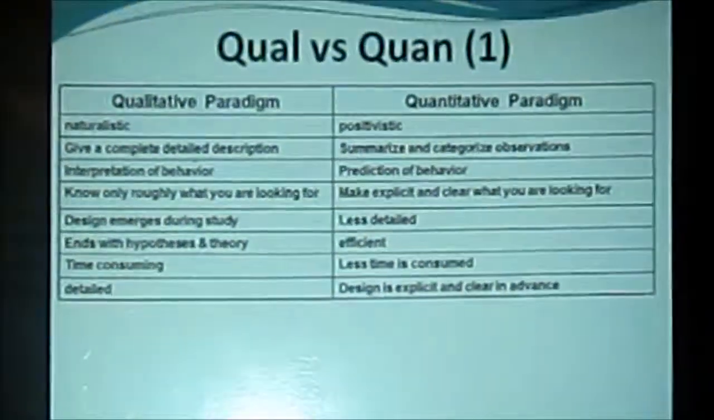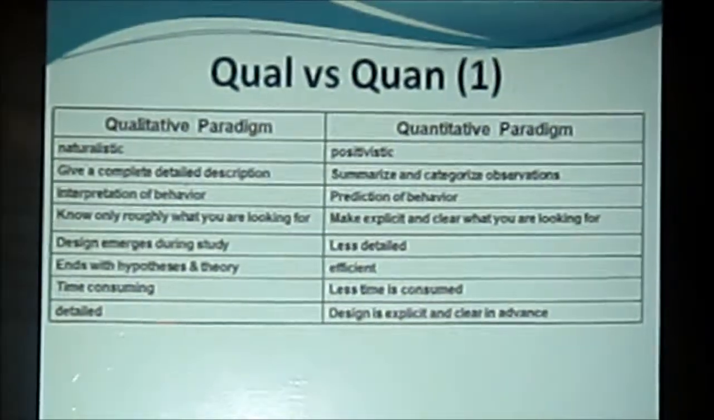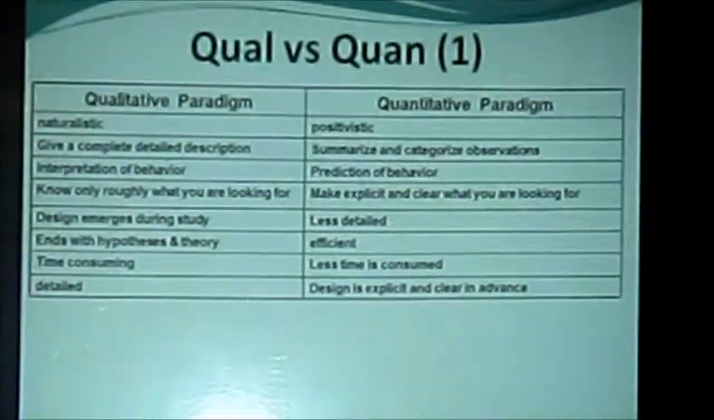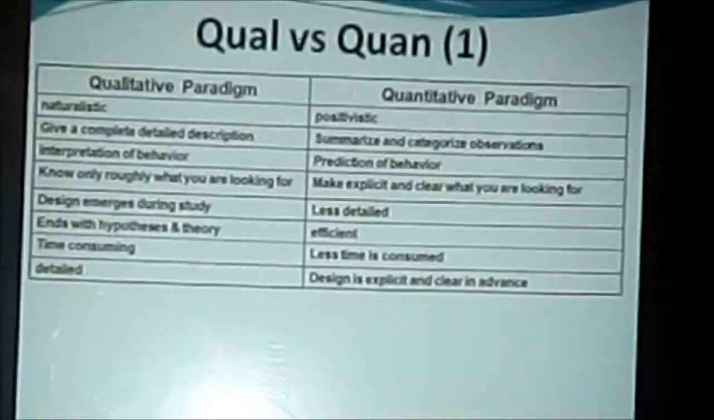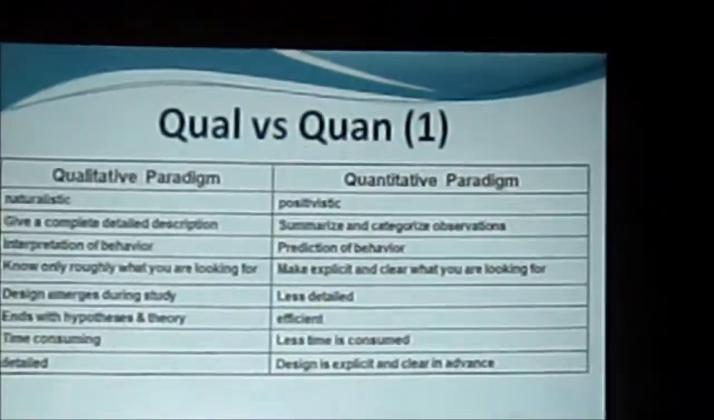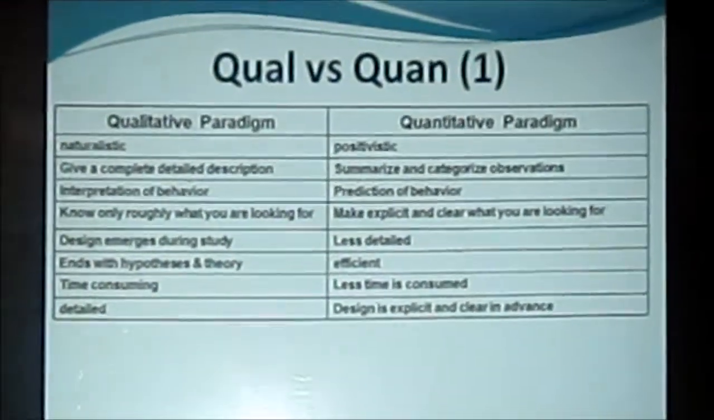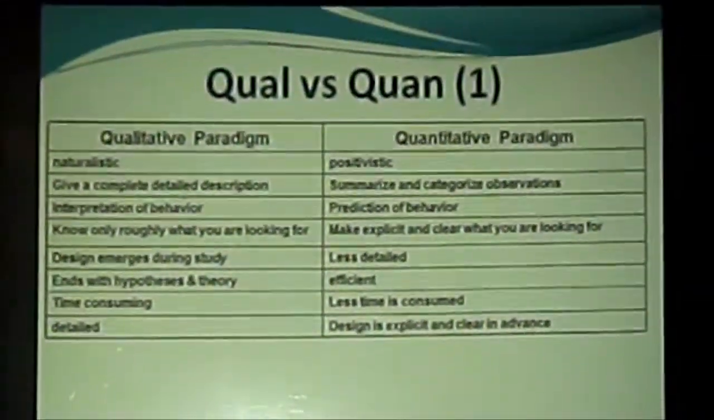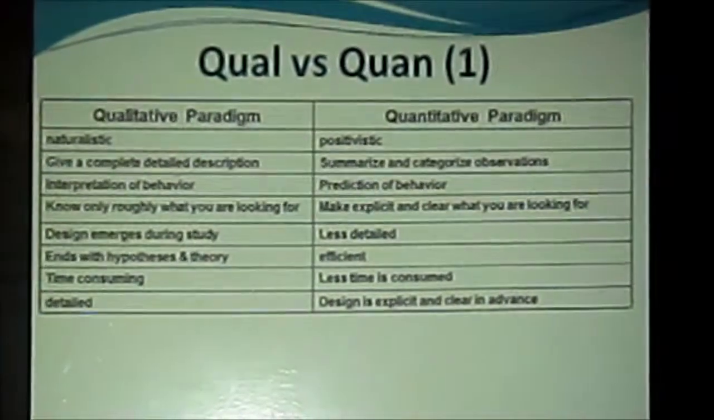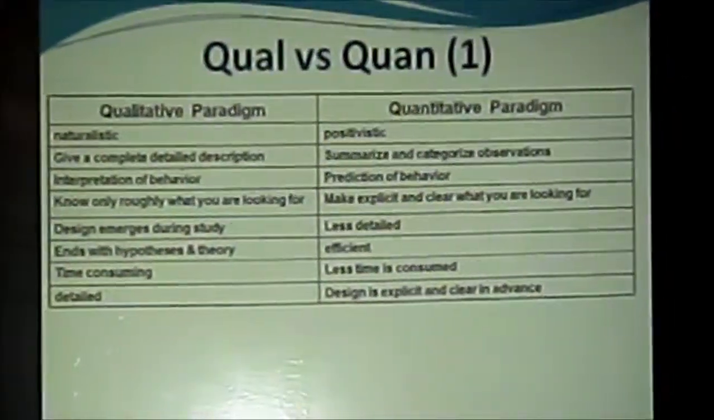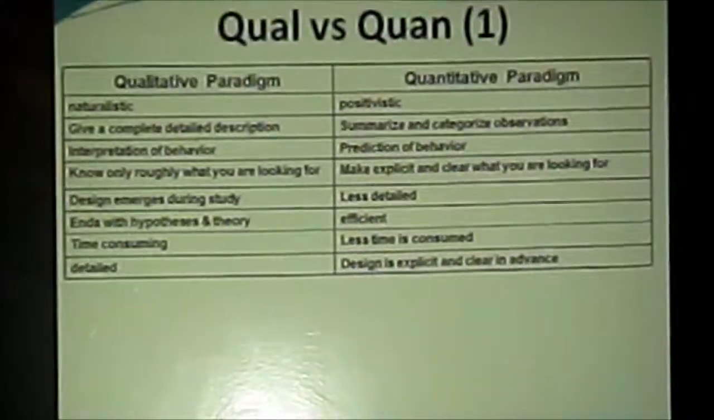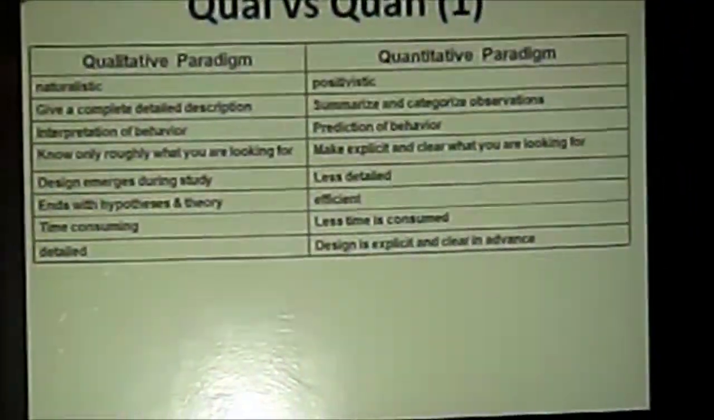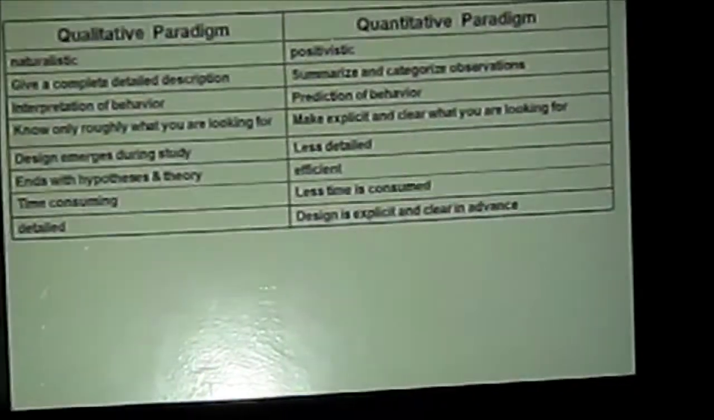Qualitative research is most of the time time consuming. Quantitative research is regarded as research in which less time is consumed. Qualitative research is too detailed, and quantitative research is less detailed.